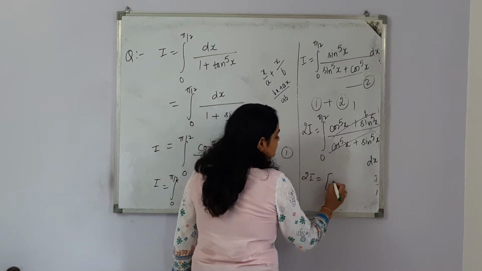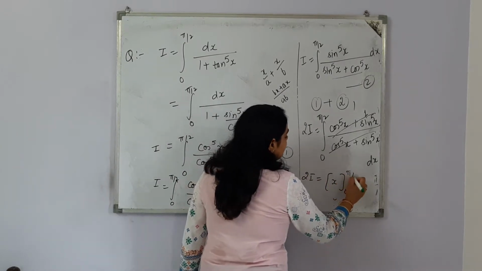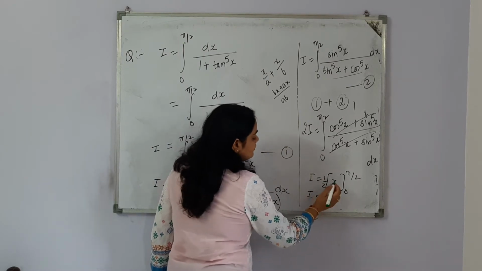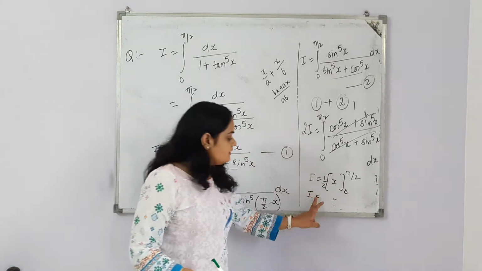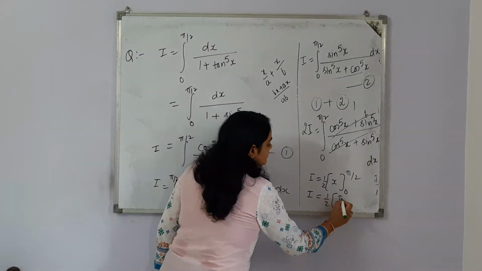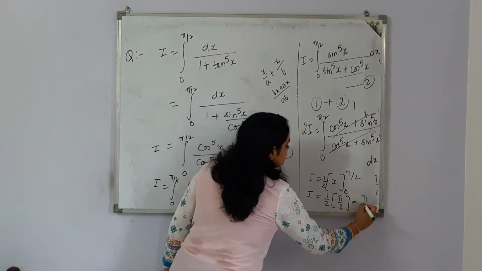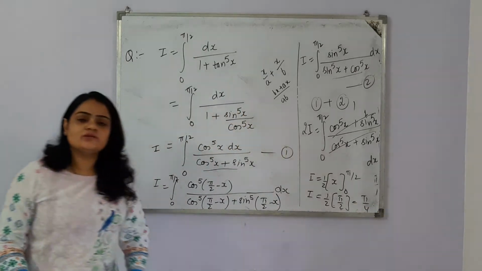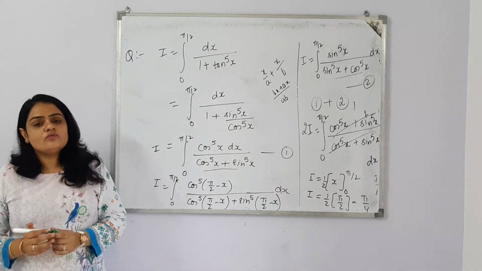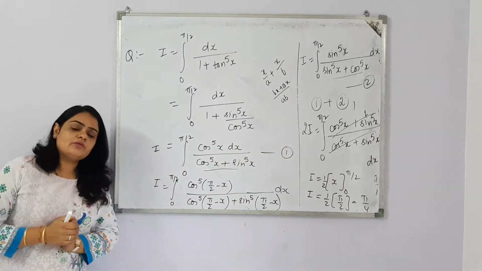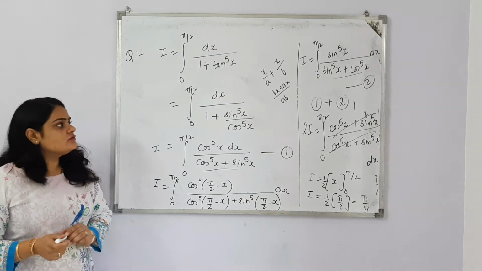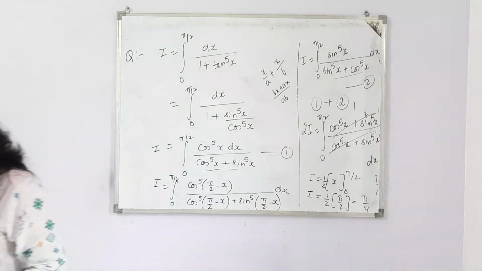So 1's integration is x, 0 to pi by 2. So this 2, when it comes here, then it will divide. So 1 by 2, pi by 2, and its answer is pi by 4. Now the question's answer is pi by 4. So you are watching that with the help of properties, questions are becoming easy. So let's do one more question.